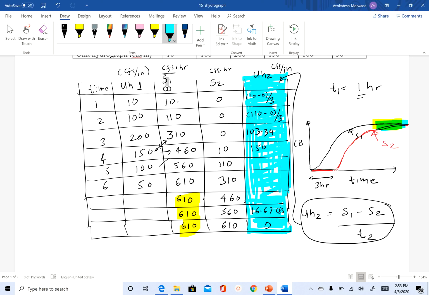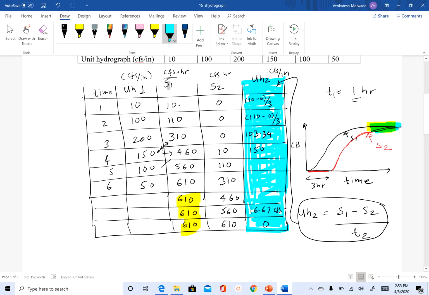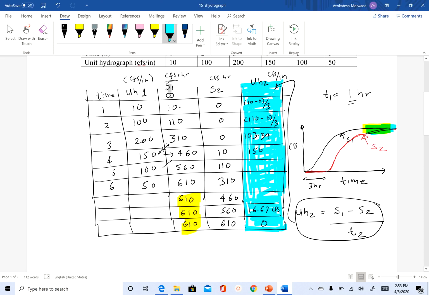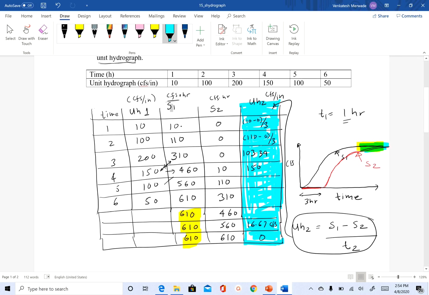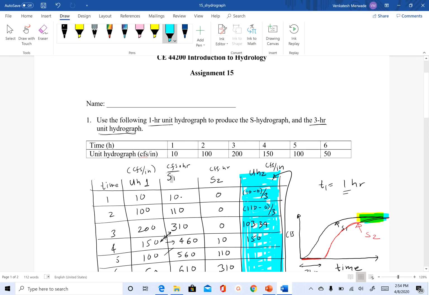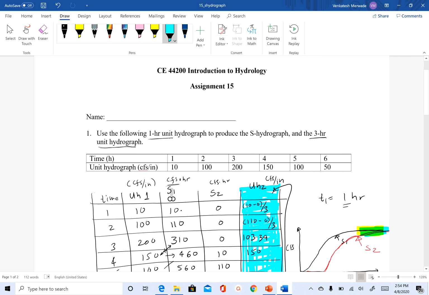So as you can see, it's a simple concept, as long as you know how to construct the S hydrograph. Once you construct the S hydrograph, you delay it by the new time duration, you take a difference, and then you divide the difference by the new time duration, and then you get the unit hydrograph for the new time duration. With that, I will stop here, and if you have any questions, feel free to email me.